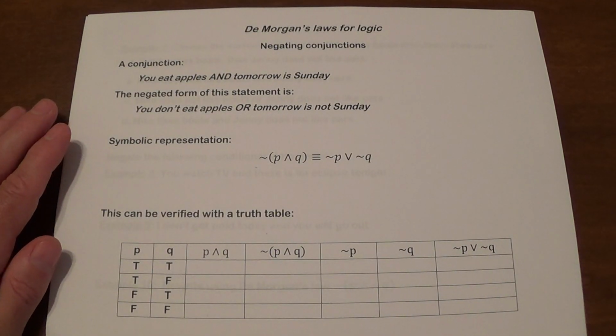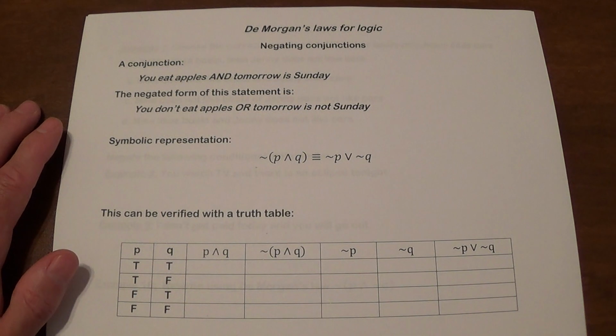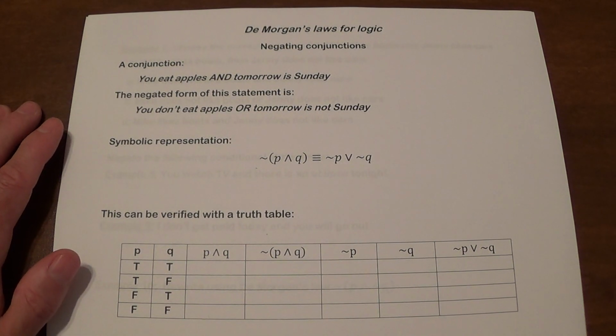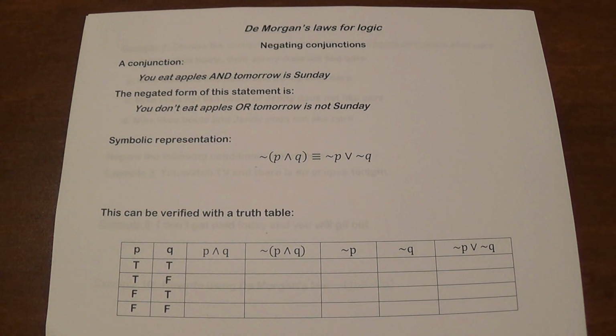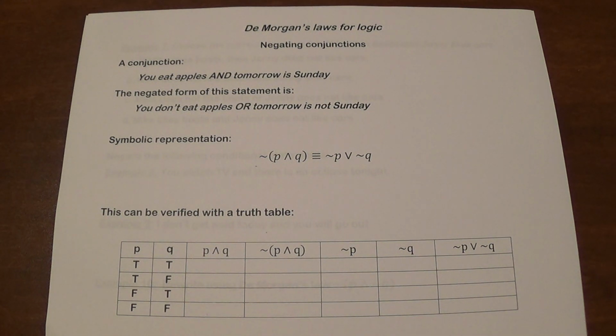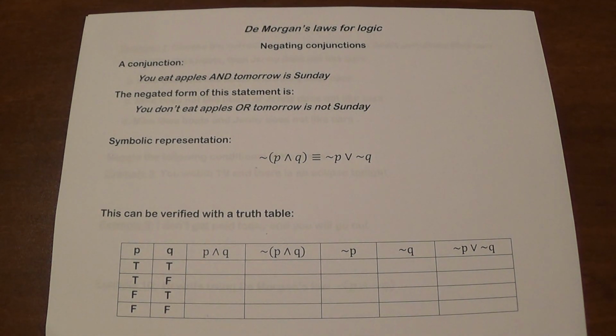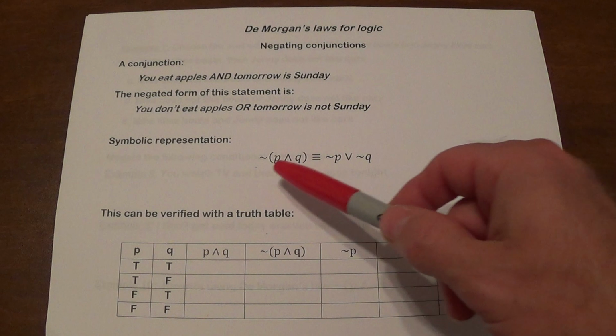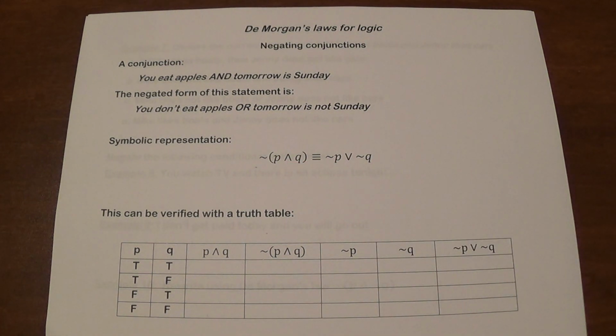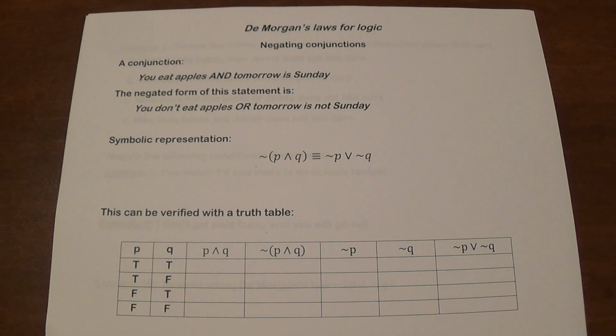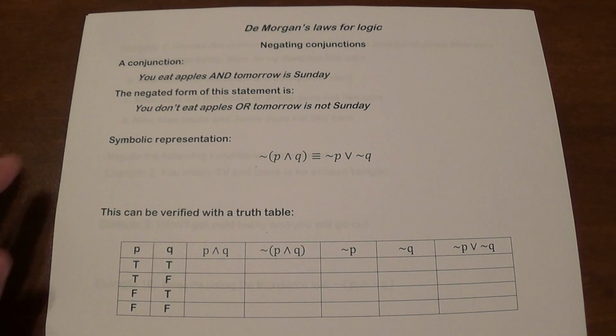What about conjunctions? So a conjunction: you eat apples and tomorrow is Sunday. The negation will be you don't eat apples or tomorrow is not Sunday. Symbolically, we write it like this. So not (P and Q) is equivalent to not P or not Q. Let's take a look at the truth table.